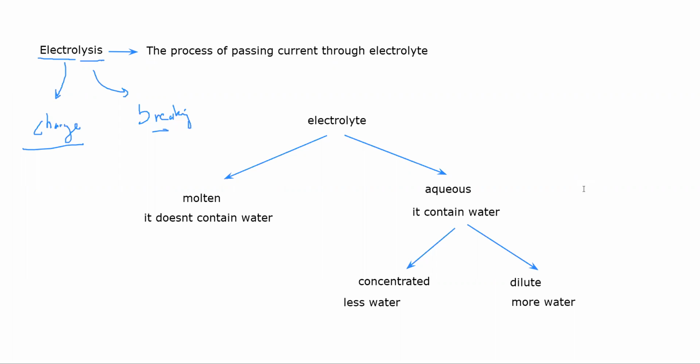So when we are passing a current through a solution or through an electrolyte, we call it electrolysis. And the electrolyte can be molten, meaning it does not contain water, or it can be aqueous, meaning it contains water. And if the electrolyte is aqueous, it has two possibilities. Either it can be concentrated, meaning it contains less water, or dilute, meaning it contains a greater amount of water. Take the screenshot.